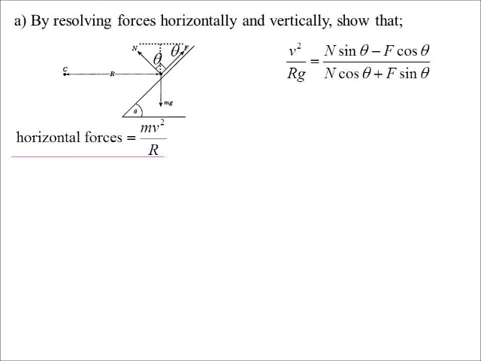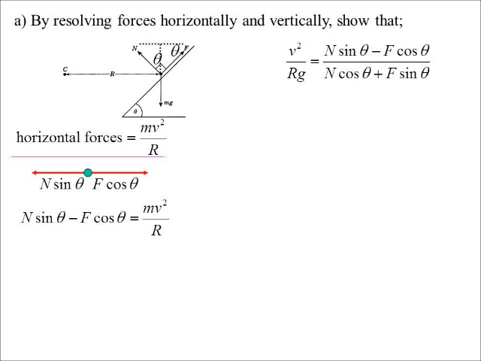We know all the horizontal forces will be mv squared on r. So horizontally, we have a component of the normal force going to the left, because it's going towards the centre. We said positive for friction was going up. So that's F cos theta going to the right. So we get n sine theta minus F cos theta is mv squared on r. So both of those forces should add up to be mv squared on r.